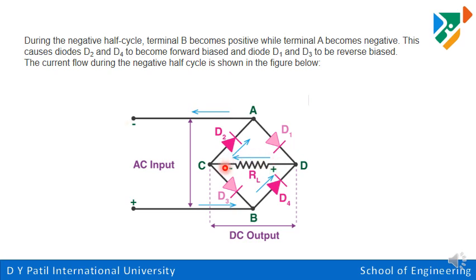So because of this, across the load we will get the output voltage in the negative cycle also. And how many diodes are conducting? Two diodes are conducting, that is D2 and D4.